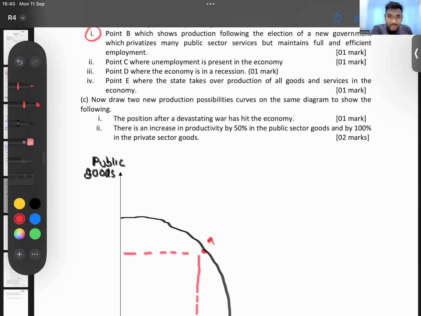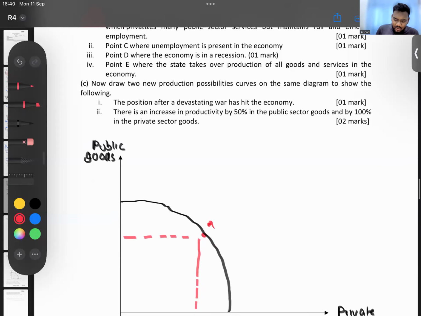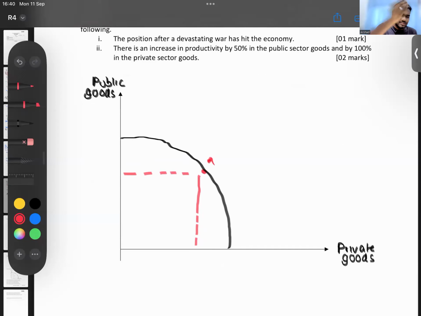So in Sri Lanka, we are currently planning to sell the Sri Lanka Insurance Corporation. We are trying to sell Sri Lankan Airlines. So all government-owned businesses, we are trying to sell to the private sector, moving them from government to private sector ownership. So what do you think will happen, guys? If you privatize many public sector businesses, they will now be owned by the private sector. So where do you think the point will move? Towards public goods or towards private goods?